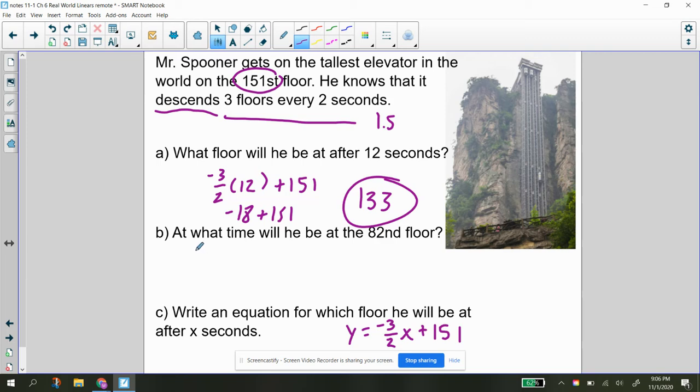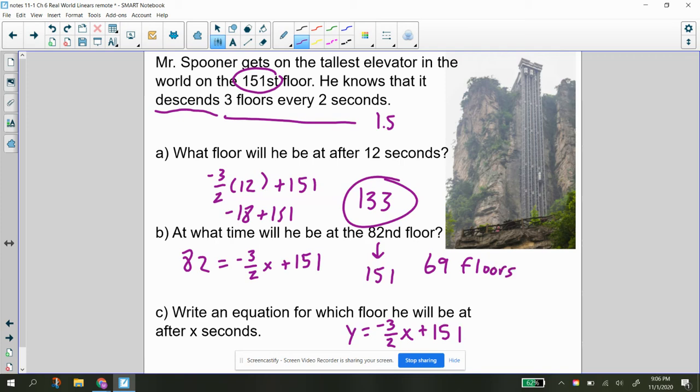When will we get to the 82nd floor? Well, it's going to take us a little while, right? So again here, you could use the equation. Let's try doing this without the equation. So from the 82nd floor to the 151st floor, that's going to be 51 plus 18. That's going to be 69 floors.